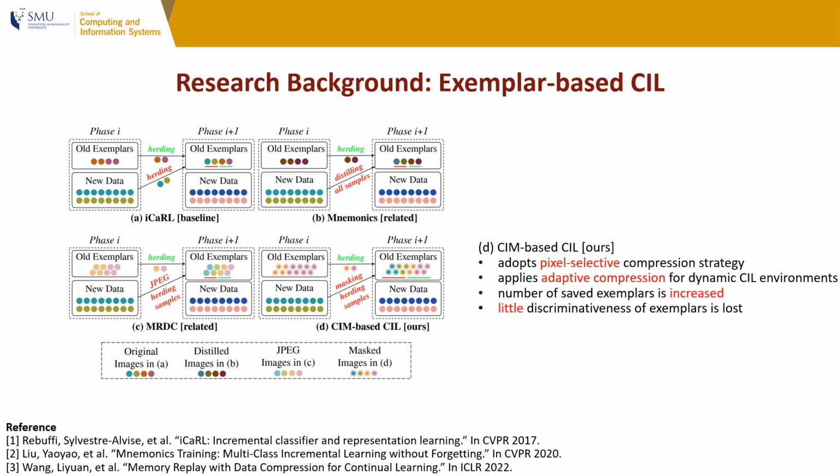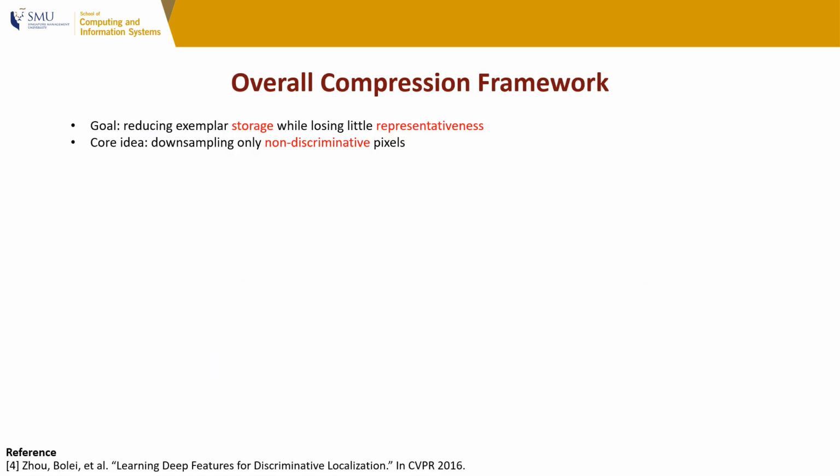The method proposed in this paper, Class-Incremental Exemplar Compression, adopts a pixel-selective compression strategy and applies adaptive compression for dynamic class-incremental learning environments. With this design, CIL can compress exemplars without losing much discriminativeness. To achieve this, our core idea is to downsample only non-discriminative pixels.